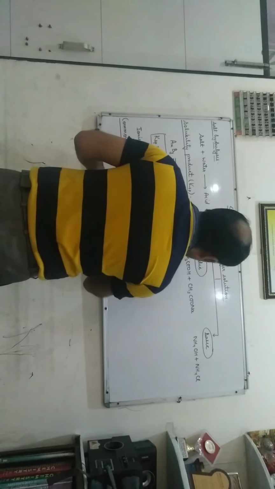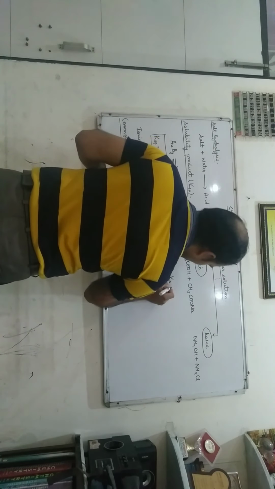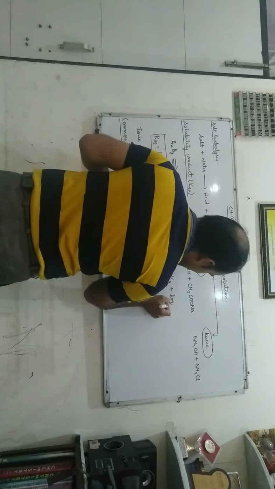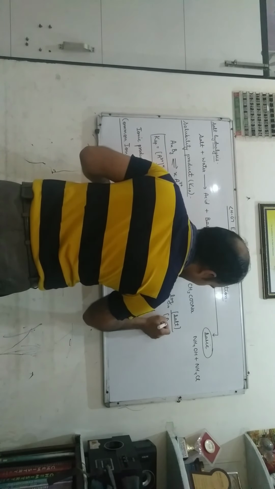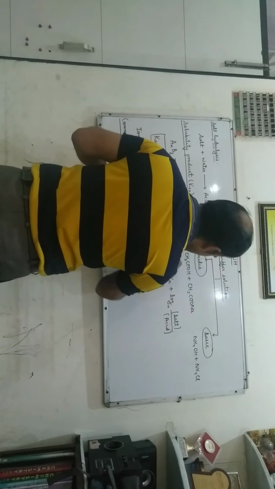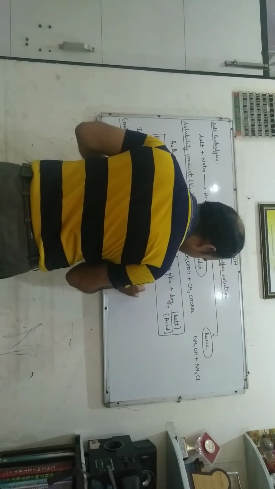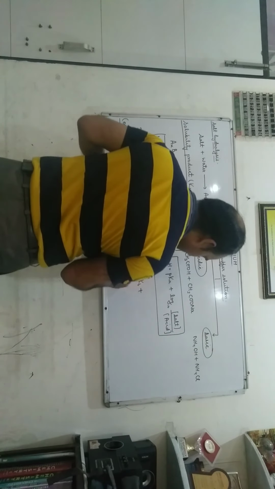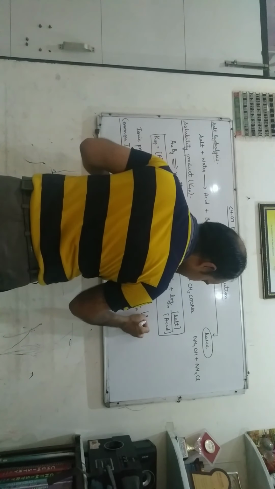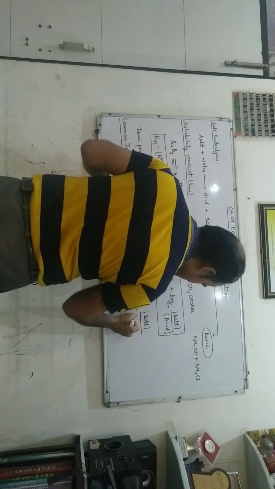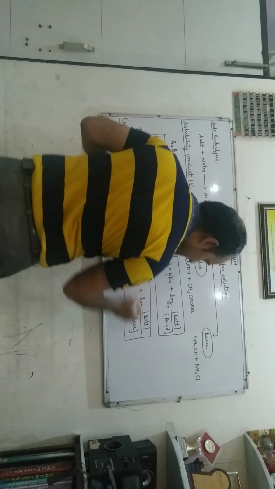The pH of buffer solution can be calculated with the help of the formula pH equals pKa plus log base 10 concentration of salt upon acid in case of acid. But in case of bases, pOH is calculated with the help of the formula pKb, where pKb is the power of dissociation constant of base, plus log base 10 concentration of salt upon base. These two equations are said to be Henderson equation.